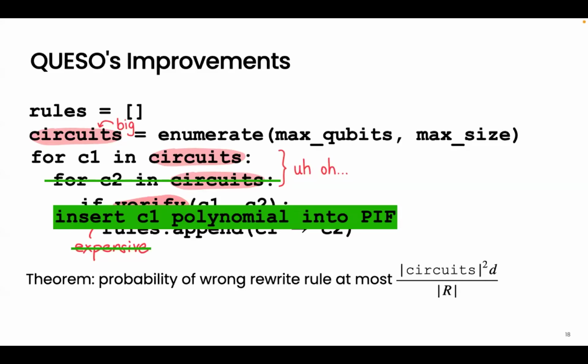So really the benefit here is that we're getting rid of this nested loop, because that's expensive.